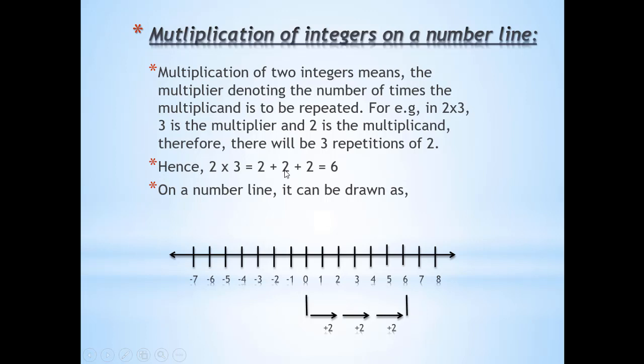Furthermore, we have to add 2 more, so we move further 2 units to the right, from 2 to 3 and 3 to 4. Finally, after adding these 2, we will reach the point 4, and when we add 2 again, we will reach the point 6. As we know that 2 plus 2 plus 2 is equal to 6, this is how you can represent it on the number line.